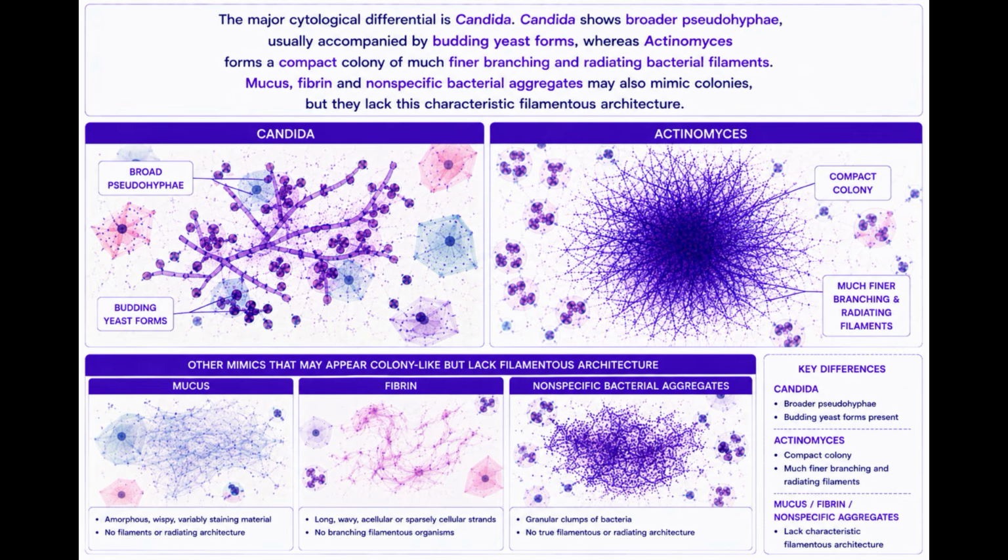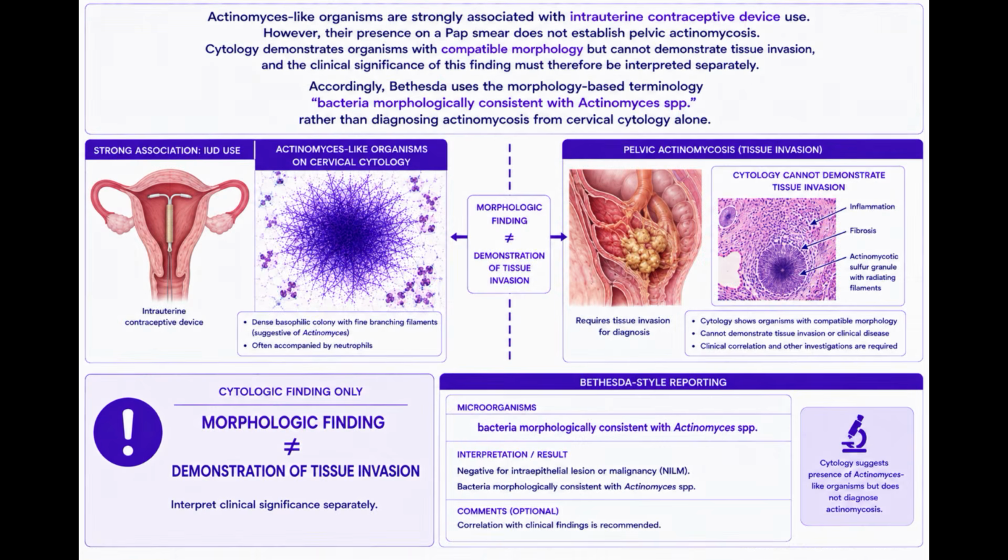Candida shows broader pseudohyphae, usually accompanied by budding yeast forms, whereas Actinomyces forms a compact colony of much finer branching and radiating bacterial filaments. Mucus, fibrin, and nonspecific bacterial aggregates may also mimic colonies, but they lack this characteristic filamentous architecture. Actinomyces-like organisms are strongly associated with intrauterine contraceptive device use. However, their presence on a Pap smear does not establish pelvic actinomycosis.